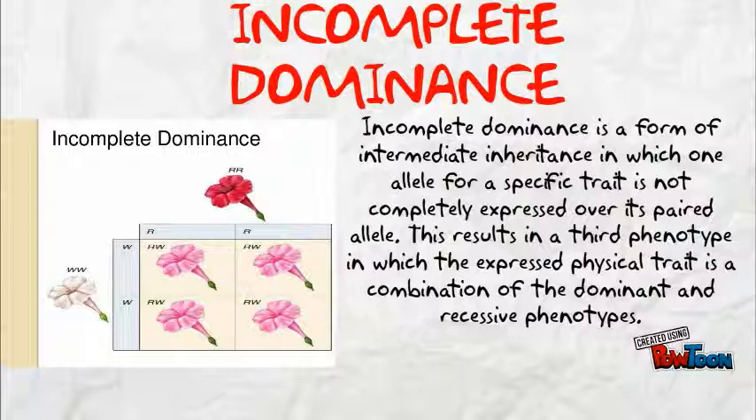Incomplete dominance. Incomplete dominance is a form of intermediate inheritance in which one allele for a specific trait is not completely expressed over its pair allele. This results in a third phenotype in which the expressed physical trait is a combination of the dominant and recessive phenotype.